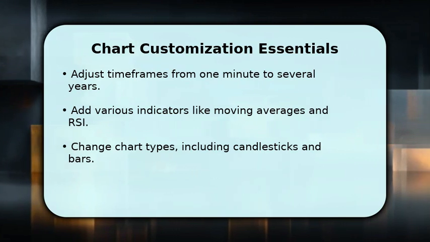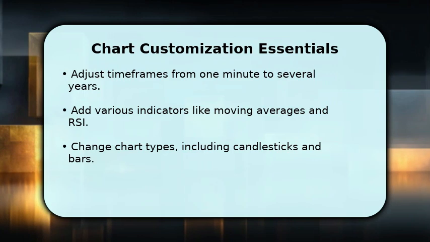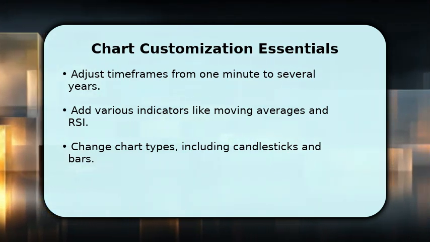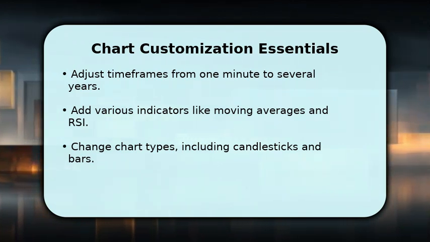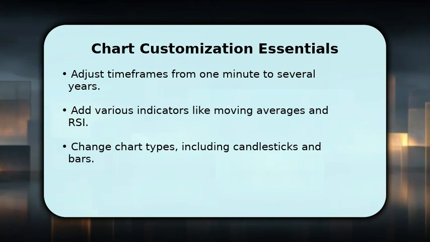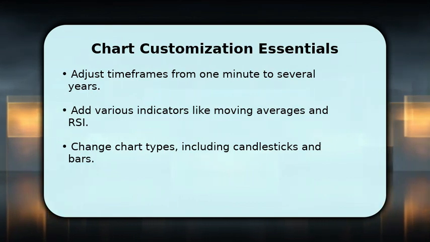To change the time frame, click the Style button and select your desired interval from 1 minute to several years. For indicators, go to Studies and then Add Study. You can choose from hundreds, like the Relative Strength Index or a 200-period moving average. Experiment with different chart types, such as candlesticks or bar charts, to find what suits your visual preference best.